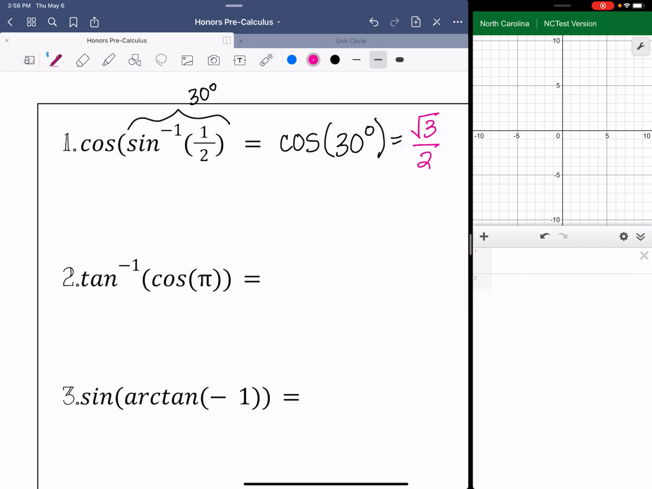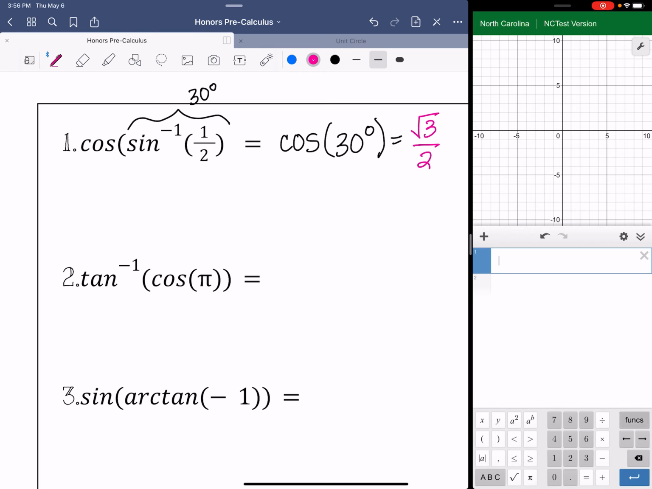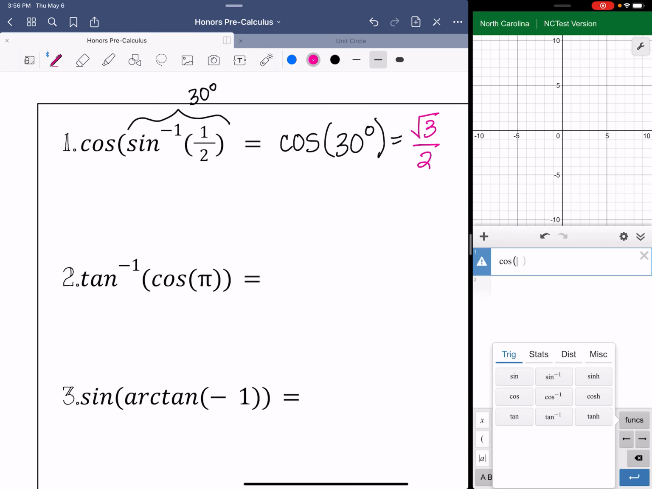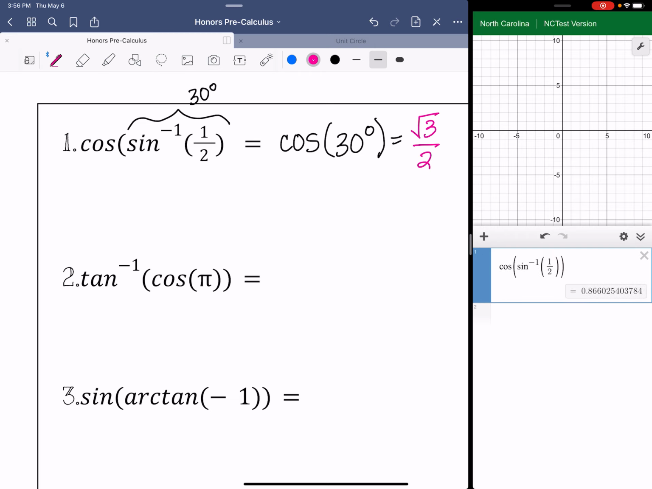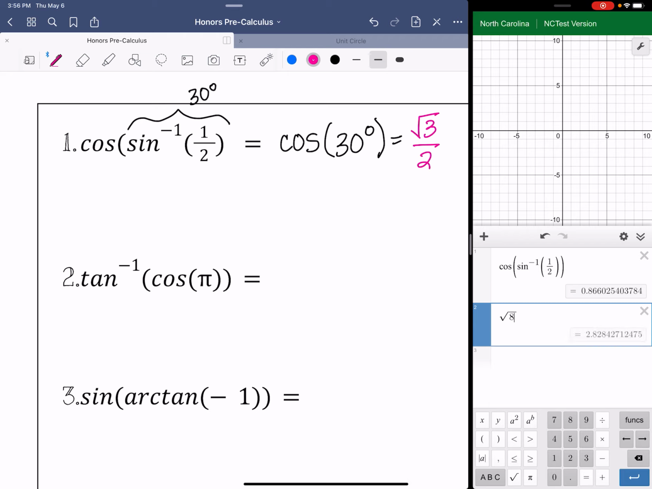Now, how can I verify that? It's obviously not going to give it to you in radical form, but if you get your value, you can always divide it out and see if it matches what it should. All right, so for the next one, we're going to do the cosine of pi.